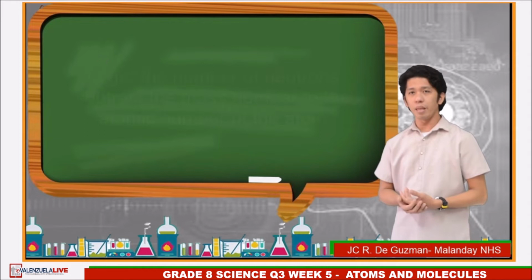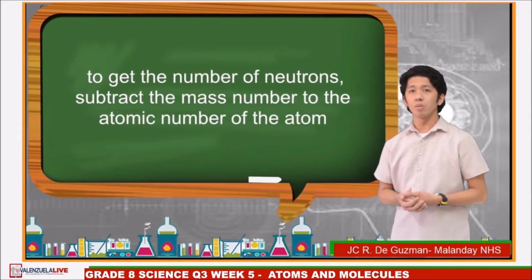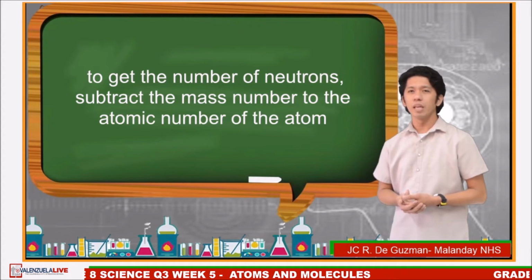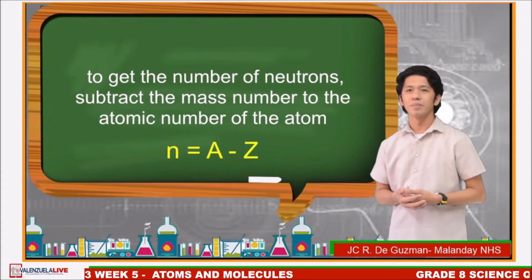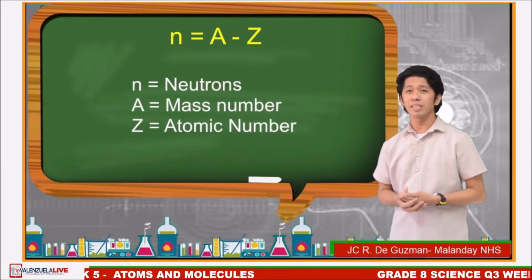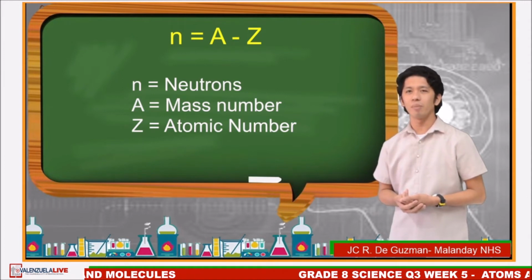Another is for you to be able to get the number of neutrons, you subtract the atomic number from the mass number of the atom, and it is represented by this formula, wherein N stands for neutron, A for the mass number, and Z for atomic number.